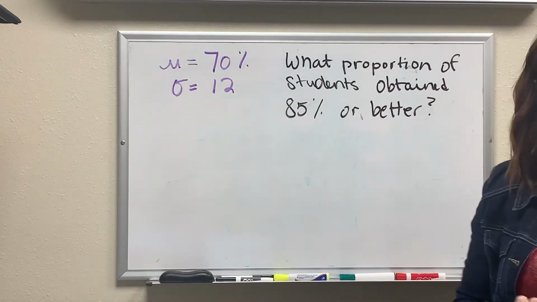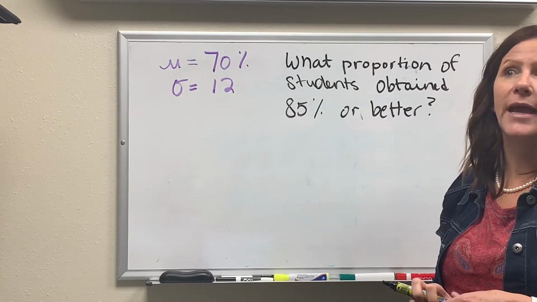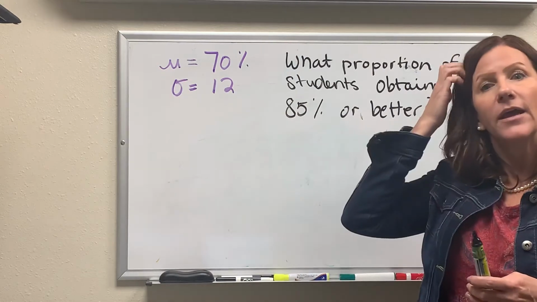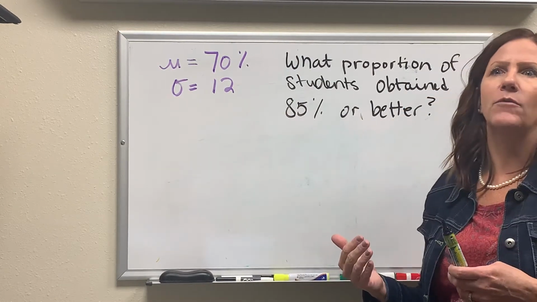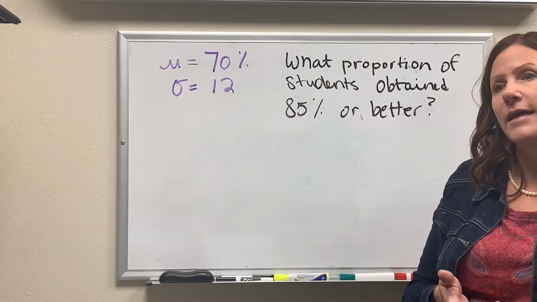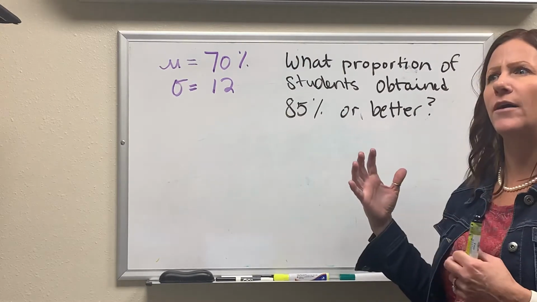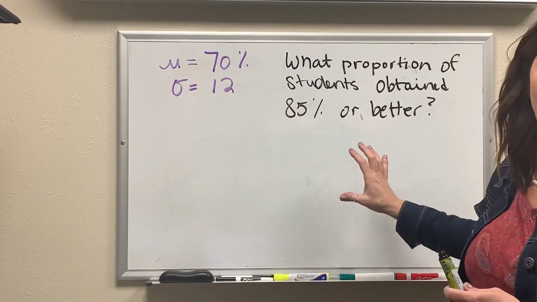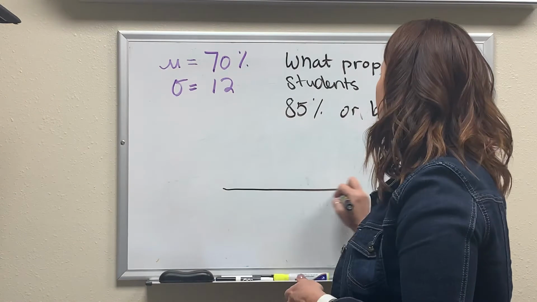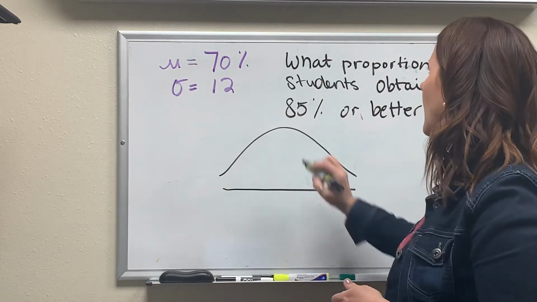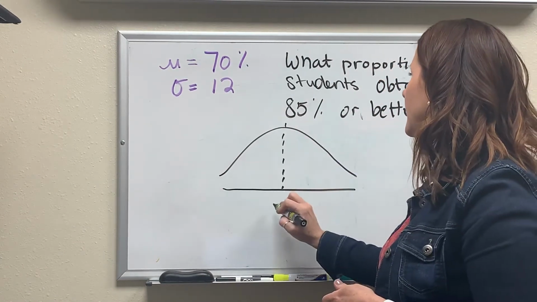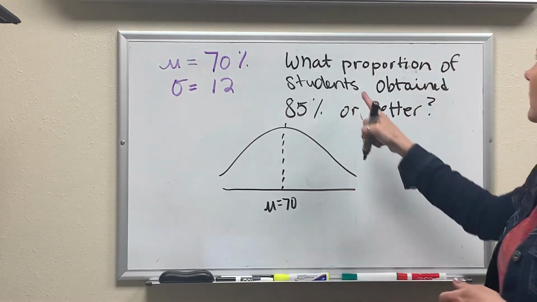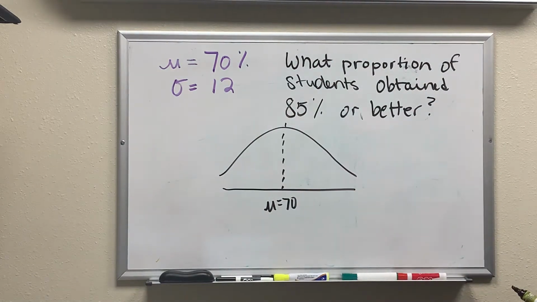The first thing I do always is draw that distribution and shade where I'm looking for. This helps you so that when you do the math, if you make an error, or if you're looking it up in the unit normal table, it's going to be obvious if you have drawn this based upon what we're looking for. So here's my distribution, and right down the middle is my population mean, mu equals 70, and we're looking for the proportion of students who obtain 85% or better.